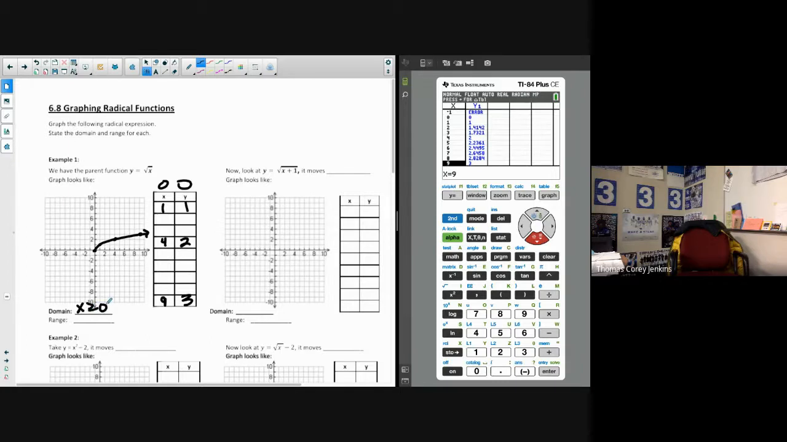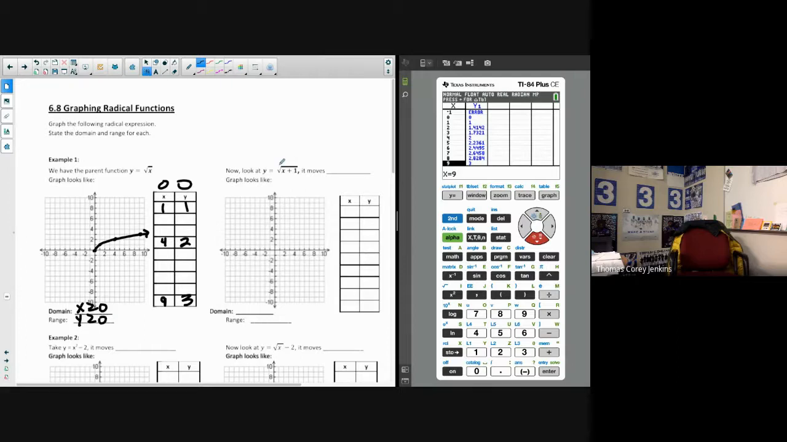And then my range would be any y. So now I'm looking at any vertical limits. It doesn't look like I can go below 0 either. So that would be any y value greater than or equal to 0. All right, now let's look at another one.